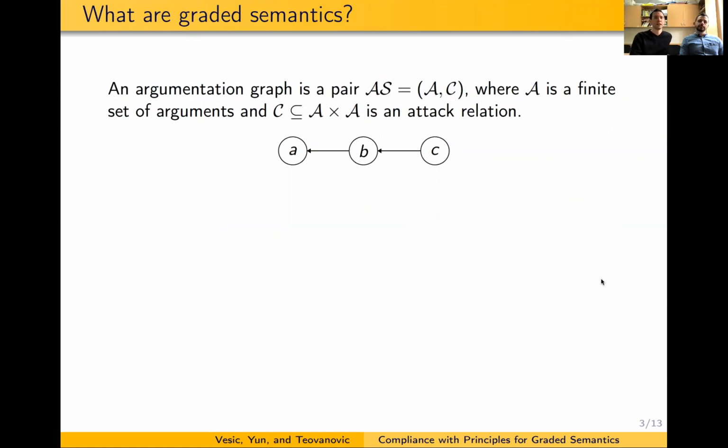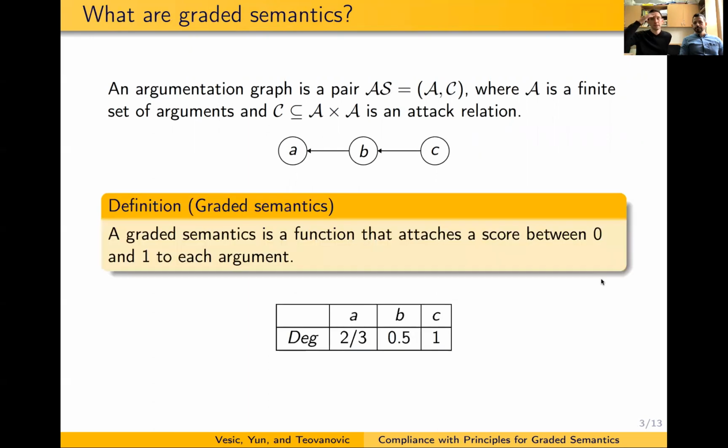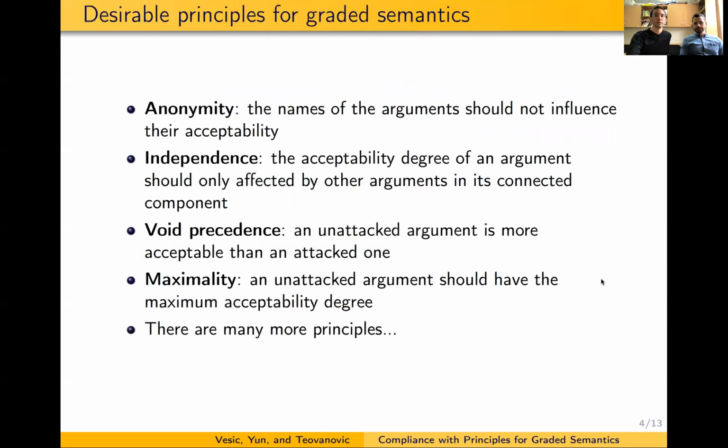Graded semantics, very briefly, are argumentation semantics. So we suppose we are given an argument graph. Nodes are the arguments, and the edges of this directed graph are the attacks between them. And then a semantics is a function that attaches a score to each of the arguments. So a score is just a number between 0 and 1. And here is an example of the well-known h-categorizer semantics from the literature, where you can see different scores attached to different arguments. Let us show you some of the principles from the literature.